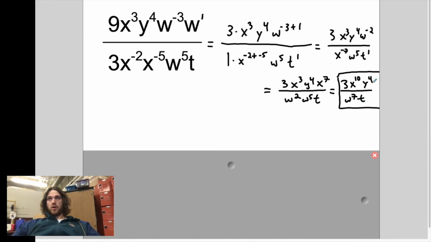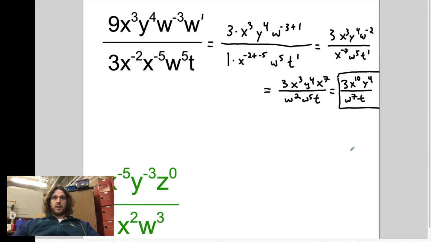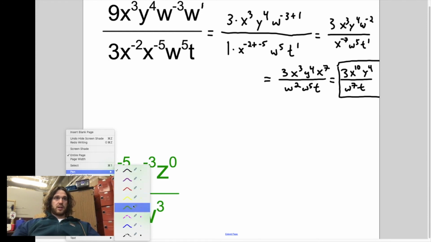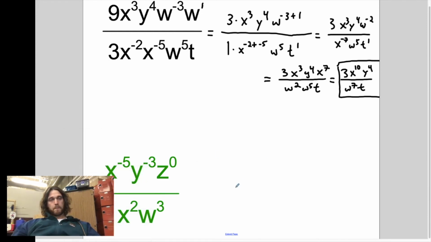Yahoo! All variables, we know this is simplified because the fraction out front is simplified, all variables are only written once, and there are no negative exponents in our answer. All right, you guys can try this one. Go ahead and pause the video if you'd like to give it a shot. If not, you can unpause and work along with me.